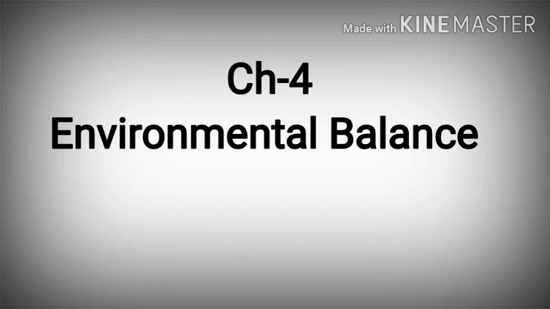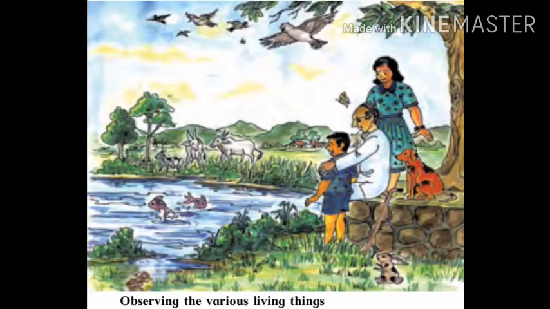Last time, what we have studied, let's revise it. Children, we have already studied about the environment. We have seen this picture. In this picture, what can we see? Some human beings we can see, birds we can see, fishes we can see, frogs we can see. So those are all different kinds of animals.